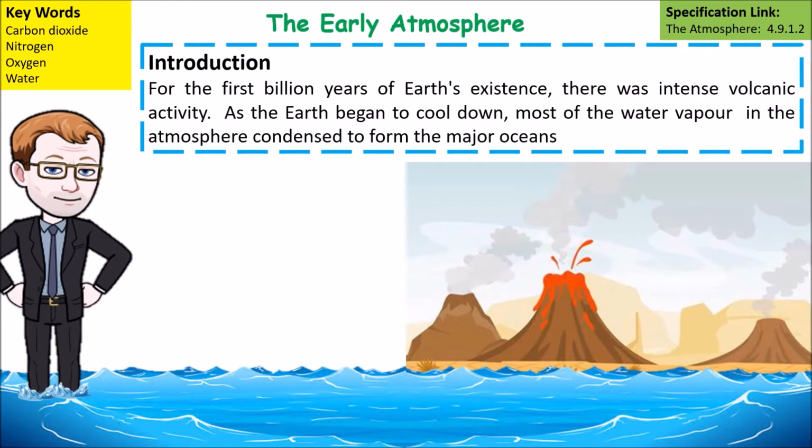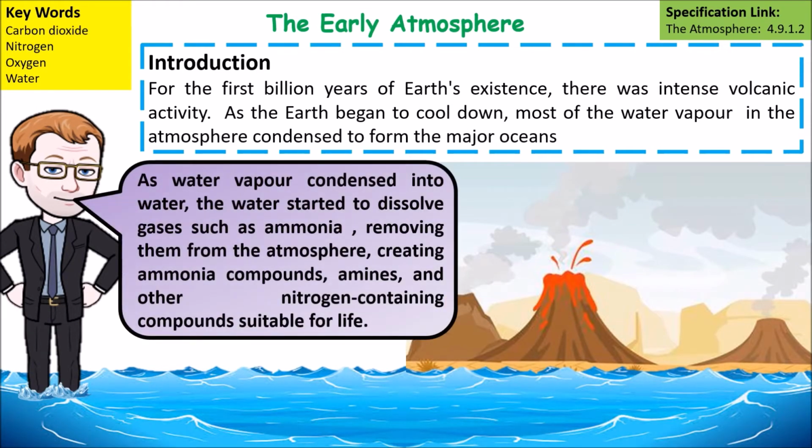So for the first billion years, things went on like that until it started to cool down. As water vapour condensed into water, the water started to dissolve gases such as ammonia, removing them from the atmosphere and creating ammonia compounds, amines and other nitrogen containing compounds suitable for life.